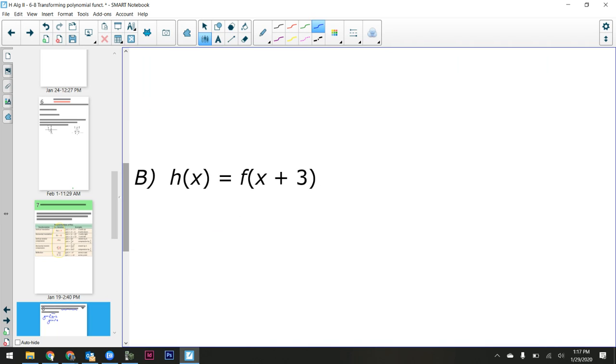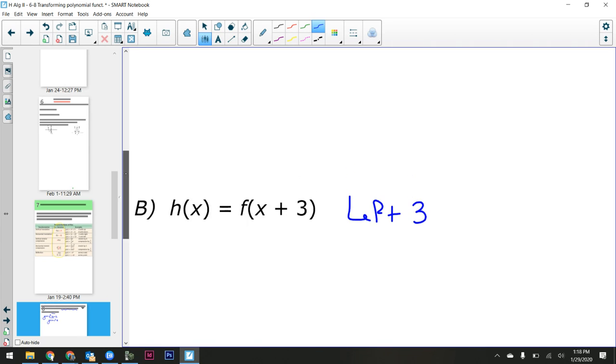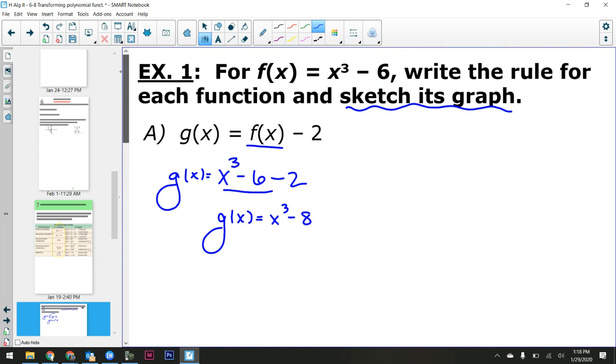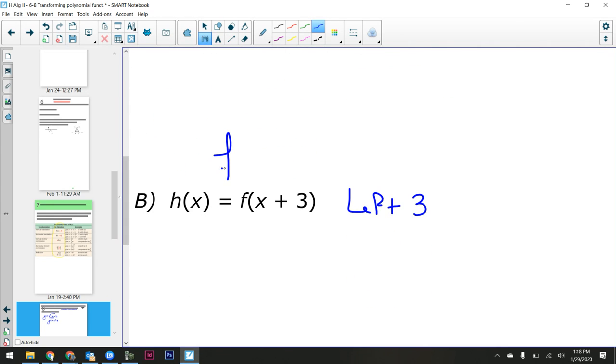Okay, what is this? Horizontal what? Not stretch, I'm not multiplying. Shift left 3 units. So this is a left 3. And the original was x to the third minus 6. f of x is x to the third minus 6.